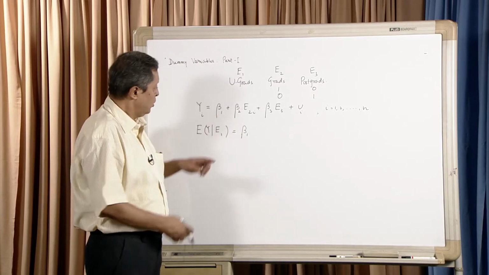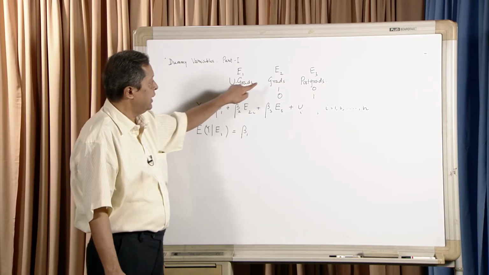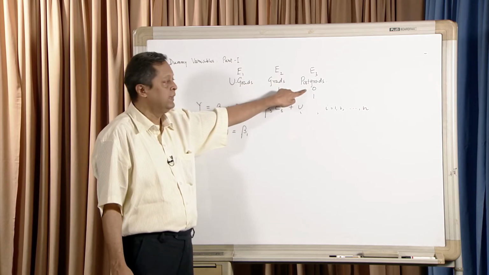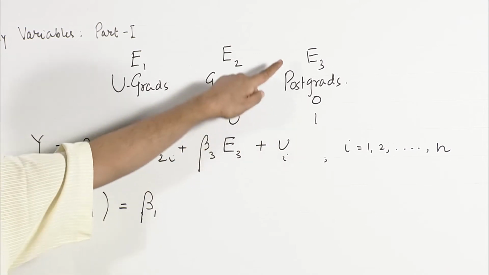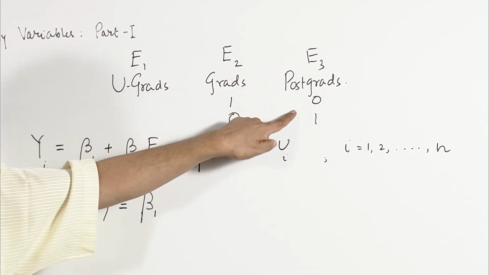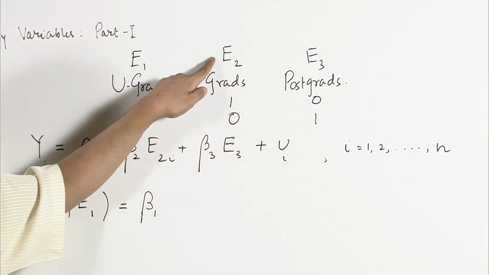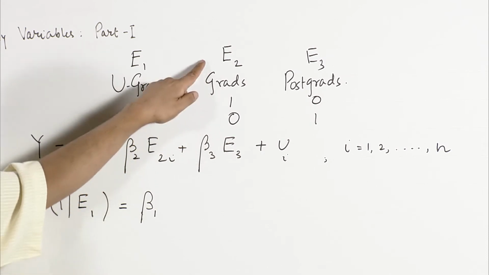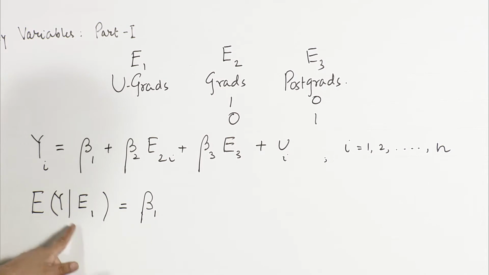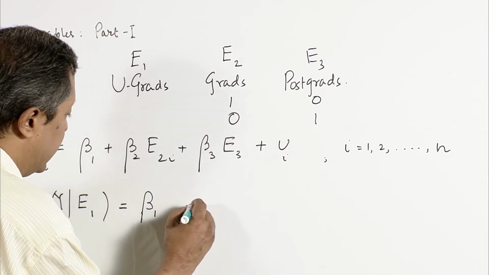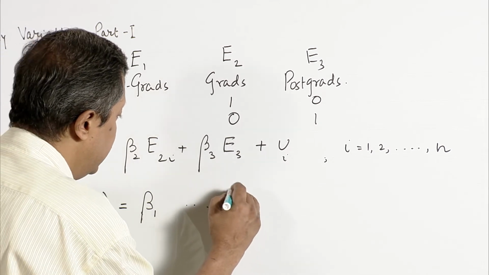Please take a look once more. If the person is neither a graduate nor a postgraduate, then we can neither put 1 for E2 nor 1 for E3. E3 is 1 if and only if the person is a postgraduate. E2 is 1 if and only if the person is a graduate. So, we put 0 and 0, and therefore, it boils down to expected salary equal to beta 1. So, this is like the base salary.